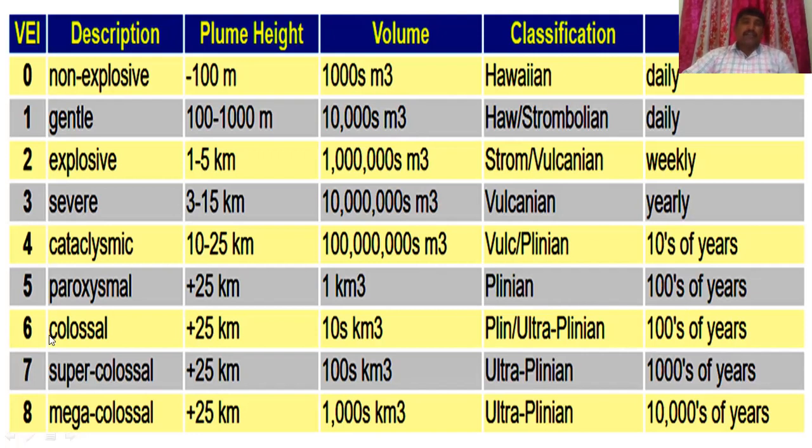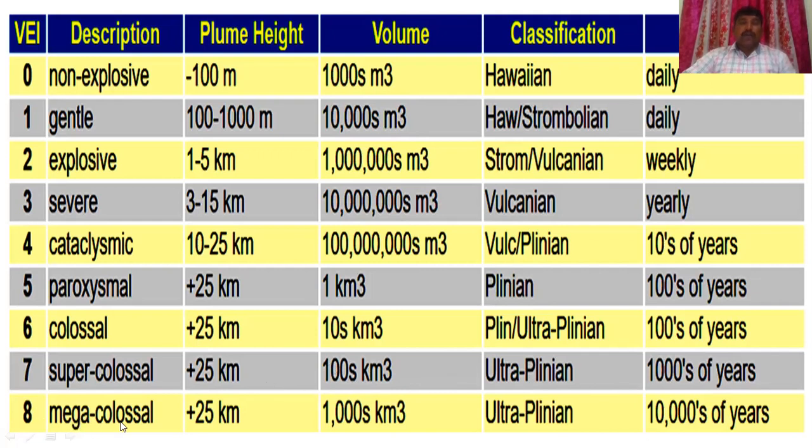And if the VEI is sixth, colossal, the plume height would be 25 kilometers plus, and volume would be 10 cubic kilometers from the vent, and Plinian and Ultra Plinian type of volcanoes. Ultra Plinian is more destructive than Plinian. And the seventh is super colossal, and plume height would be 25 kilometers plus, and the volume would be 100 cubic kilometers, and it is Ultra Plinian type, occurring thousands of years apart.